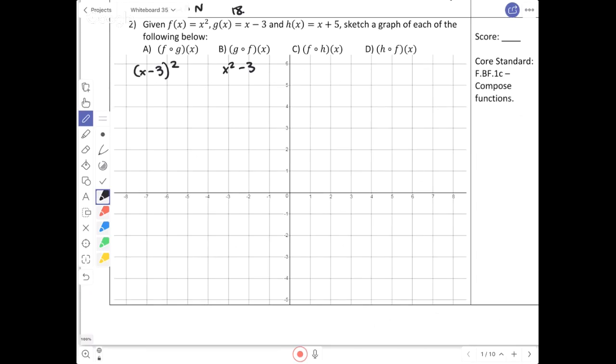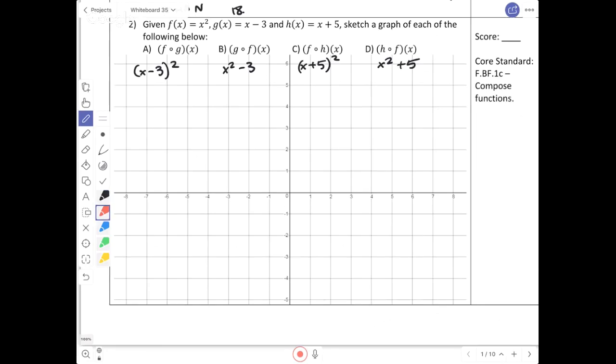F of h of x is going to be what happens when I take the h of x function, x plus 5, and plug it into f. So that would be x plus 5 squared. And then h of f of x is what happens when I take f and plug it into h. So that's x squared plus 5.